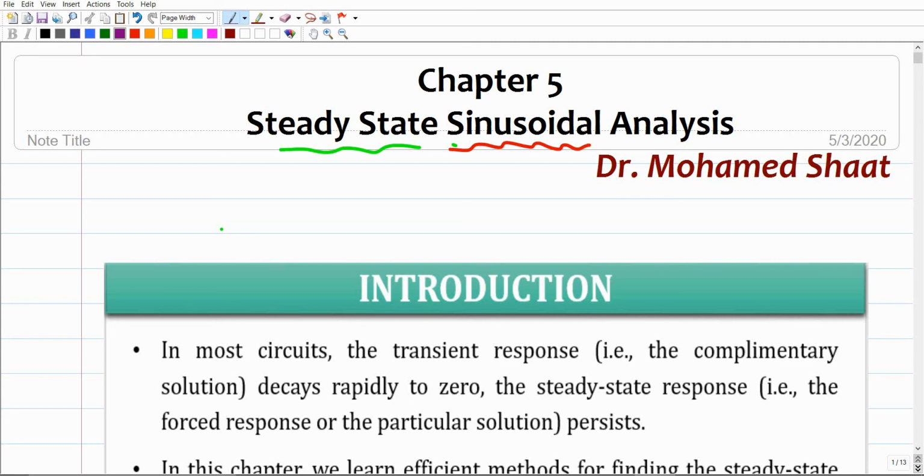That's it for this video. In the next video, we're going to introduce the new method that we're going to use for the analysis of electrical circuits, which depends on phasors, known as the complex phasor method. And this is what we're going to discuss in the next video. Thank you and see you in the next lecture.